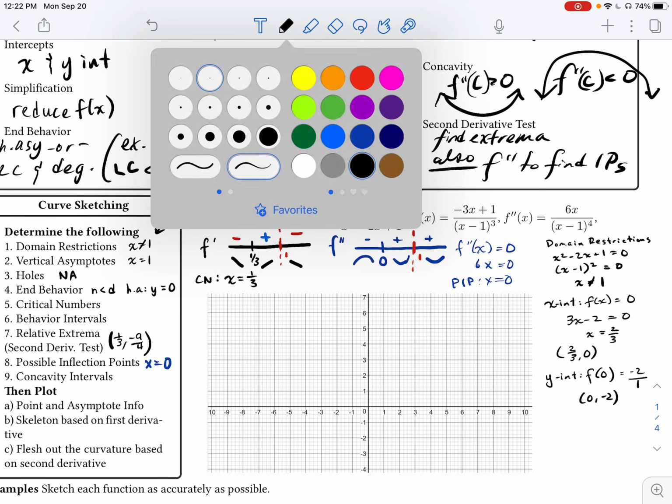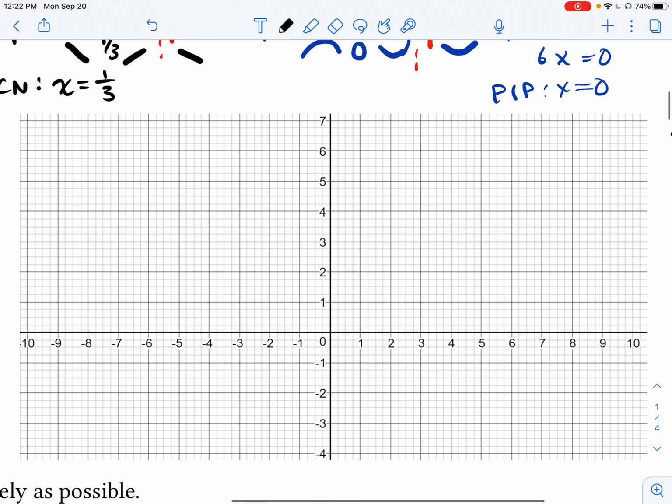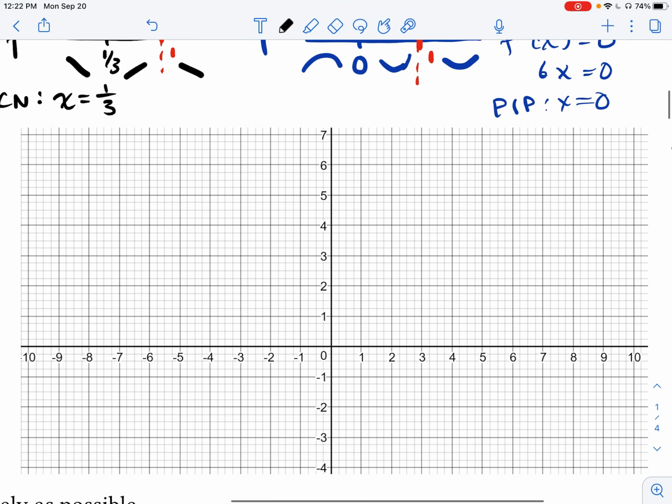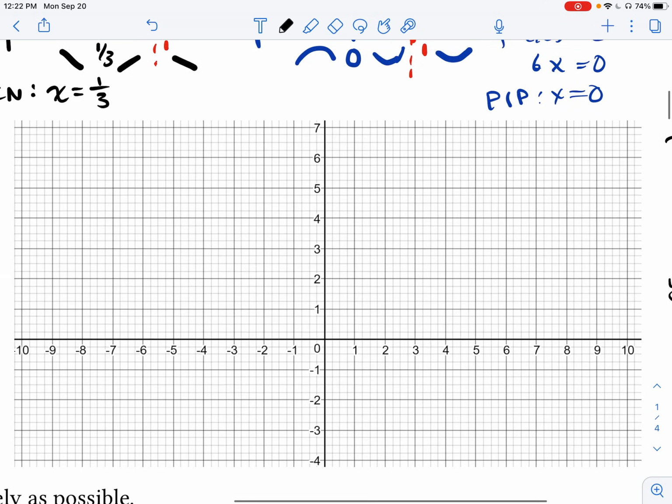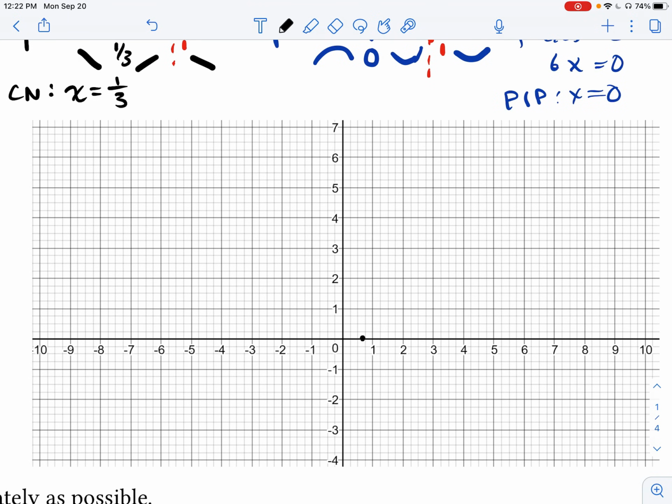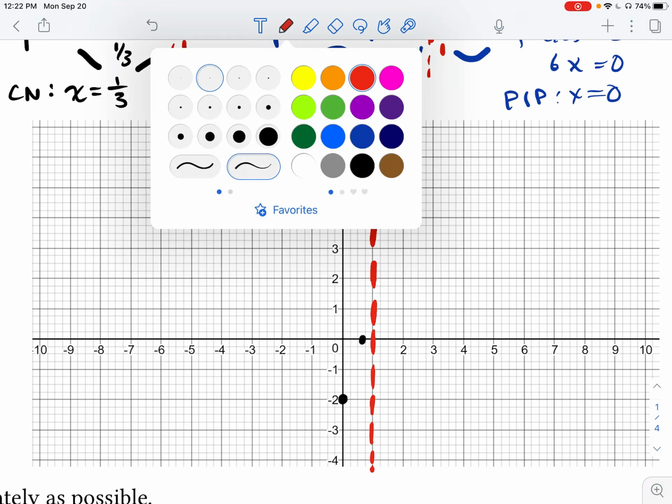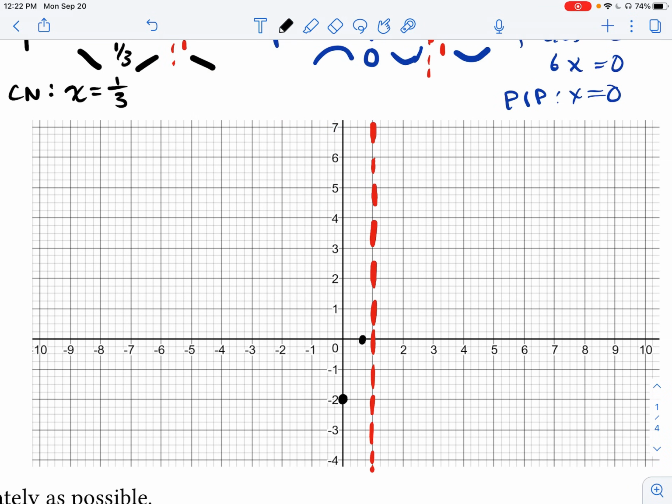Okay, so with that said, let me zoom in on this so I have a little bit more space to work with. The first thing I like to do is always plot the points that I know for a fact do exist. I know that there is an x-intercept at, where was it, at (2/3, 0), excuse me. So (2/3, 0), so we're somewhere around here. I know there's a y-intercept at (0, -2). I also know that there's a vertical asymptote at x equals 1. And in terms of points that I know for a fact do exist, that's about it.